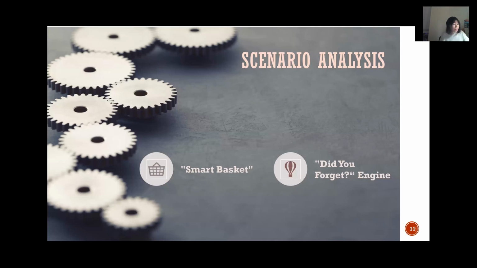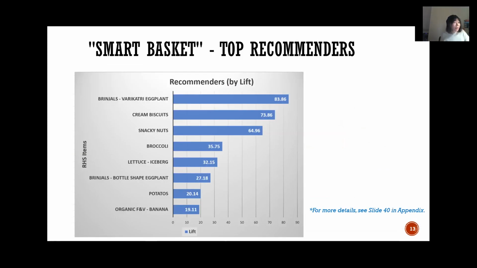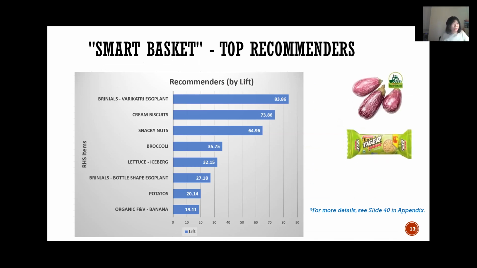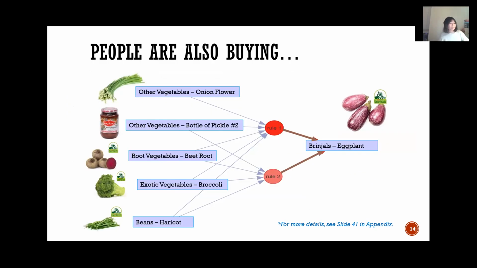So now moving on to scenario analysis of Smart Basket and Did You Forget recommender engines. The Smart Basket recommends items to customers through the recommendation notification pop-up, which shows top 5 rules associated with this customer order. The items with the highest lift value in a Smart Basket would be our top recommenders. And out of these items, I found that the brinjal, the Indian eggplants, and cream biscuit had the highest lift value. So what does this mean?